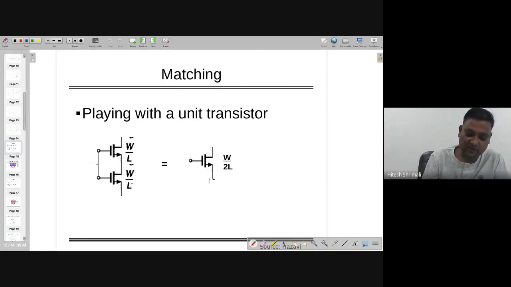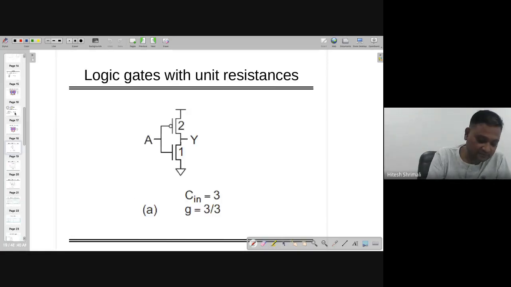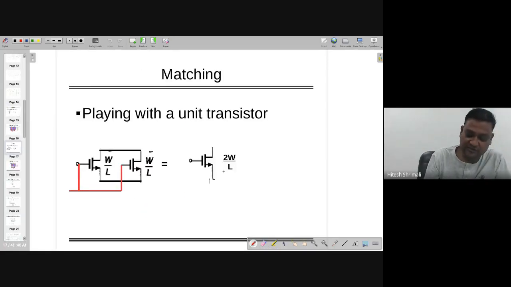Okay, and this is already known to you. With two transistors in series, the L is double, and if you have two transistors in parallel, the width is getting double. So this is what you are doing in terms of multiplier.